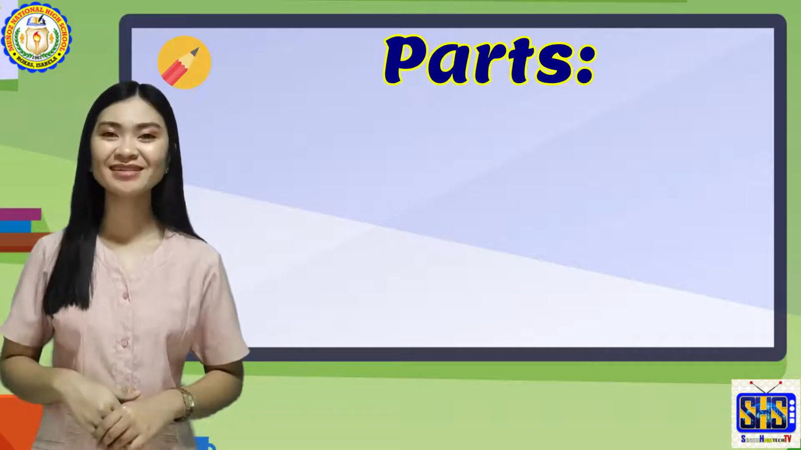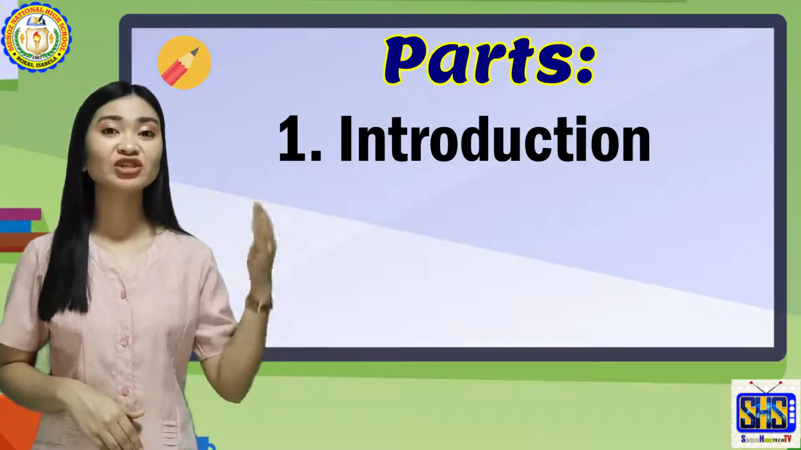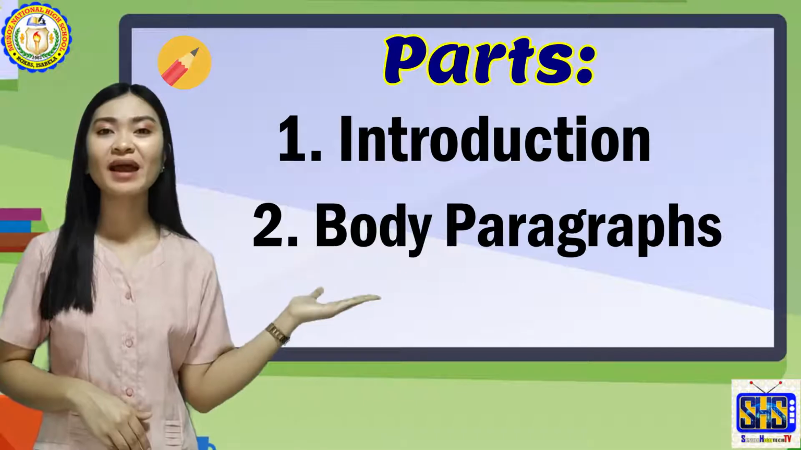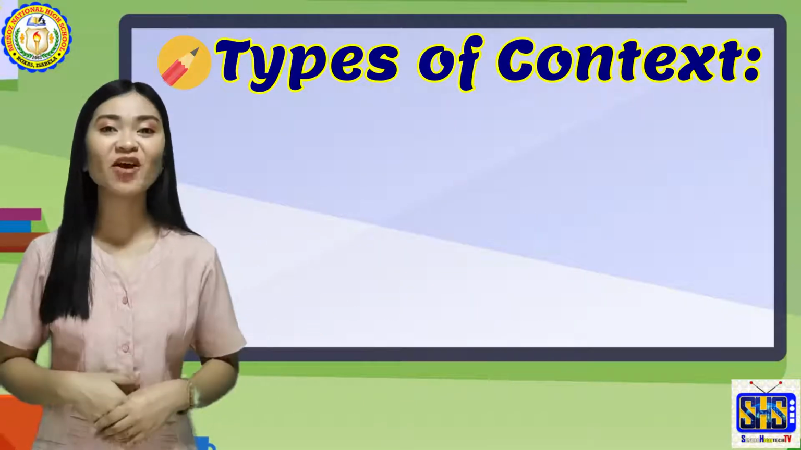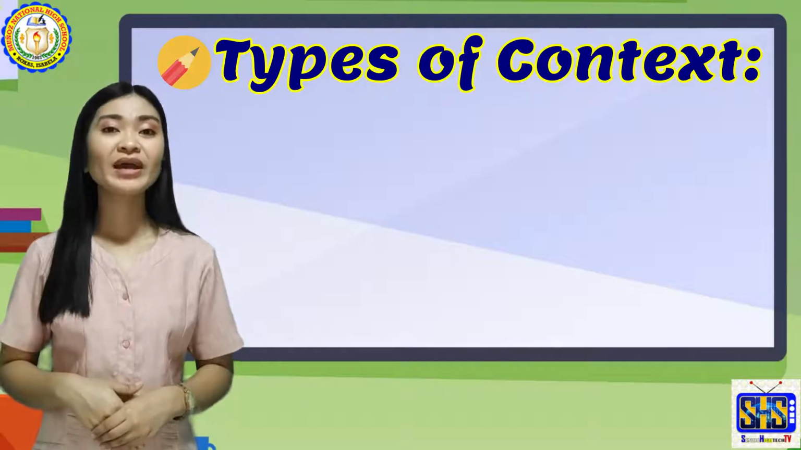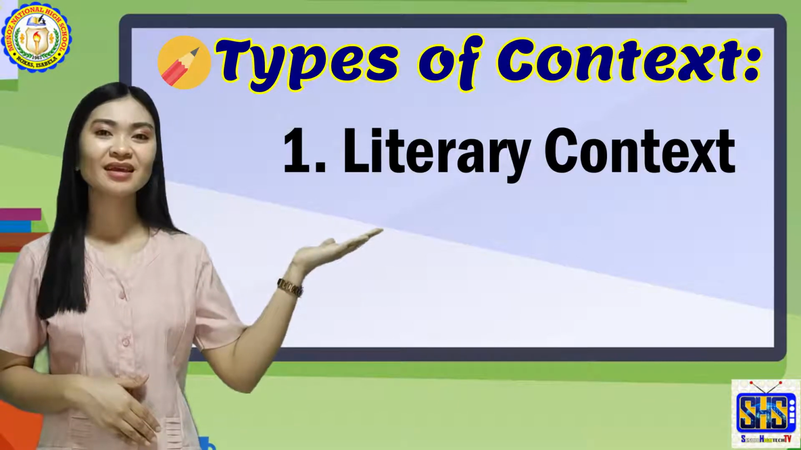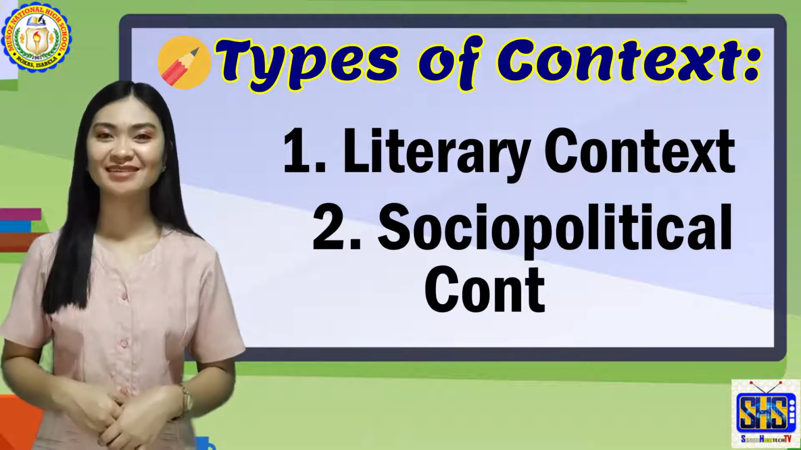What are again the parts? We have the introduction, the body paragraphs, and the conclusion. How about the types of context? We have the literary context and the socio-political context. Is our lesson clear to you now?